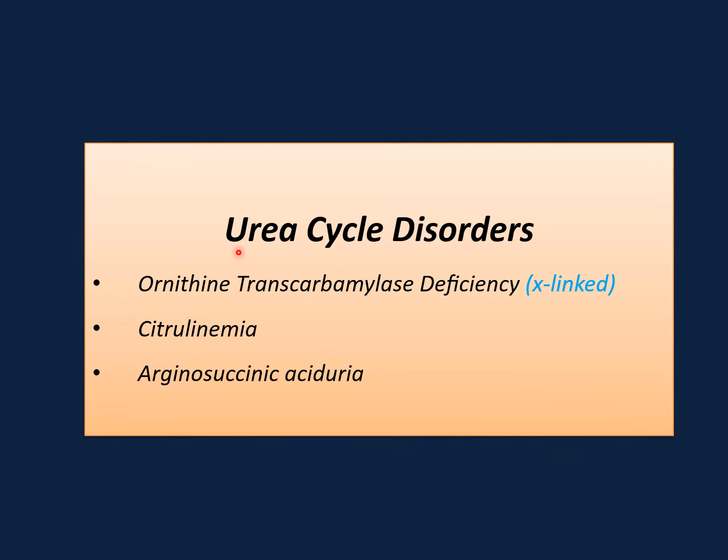The last section of protein disorders is urea cycle disorders. It is very important to be familiar with these three names of urea cycle disorders. Ornithine transcarbamylase deficiency is X-linked, and the rest are autosomal recessive: citrullinemia, argininosuccinic aciduria. These three names are very important to remember: ornithine transcarbamylase deficiency, or OTC, citrullinemia, argininosuccinic aciduria.